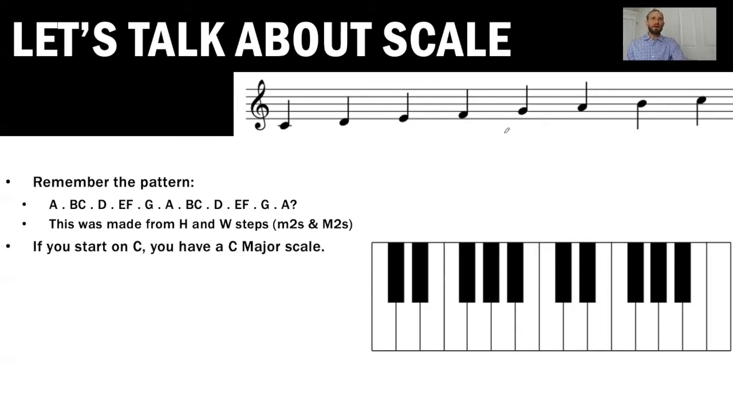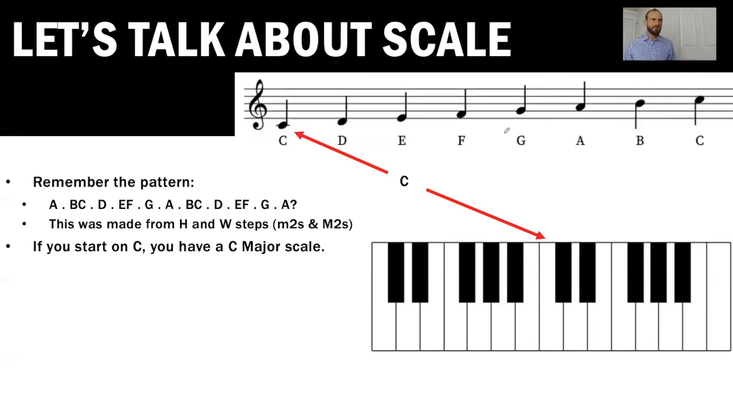Now, if you start on a C, what you get is a major scale. C, D, E, F, G, A, B, C. And there it is on the piano. Let's listen to this. So starting on that same note on the guitar, C, D, E, F, G, A, B, C.